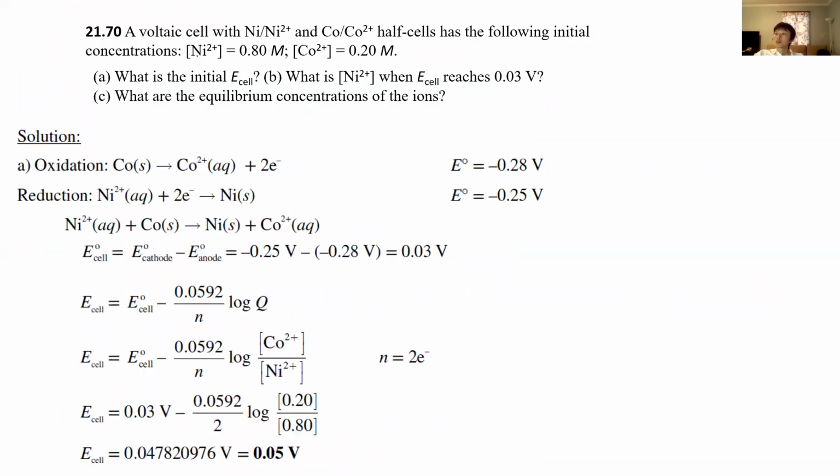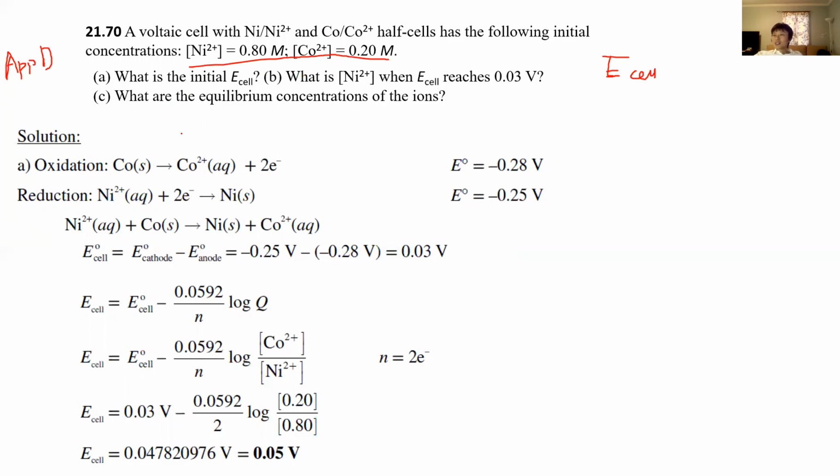So this example problem has 3 questions. It pretty much asks us how to calculate the E cell, based on the standard E cell and the reaction quotient. First, let's identify which one is the anode and which one is the cathode. You can either use your common sense or use Appendix D to search for those data.